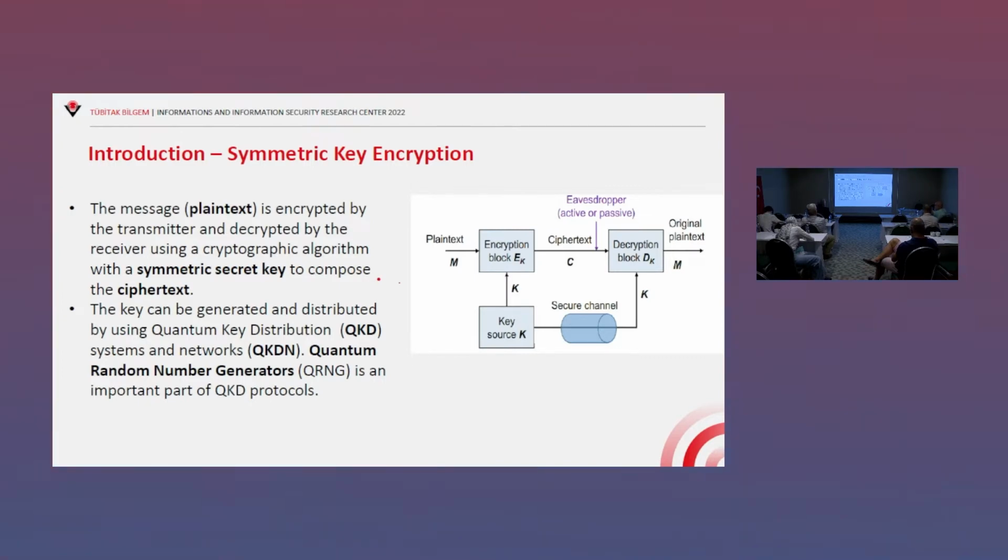As we mentioned, this key can be generated and distributed through what we call a quantum key distribution protocol. And there are actually networks of this, because in a networked scheme, for instance, you don't have only two parties. It's not usually point-to-point communications. In a networked environment, you'd like all of the parties participating in this communication to share the same key. So these key distribution protocols are usually implemented in a networked situation. And quantum random number generators are also an important part, as we are going to see, of these QKD protocols.